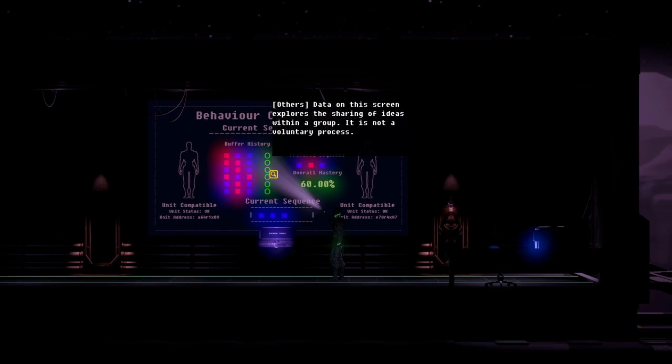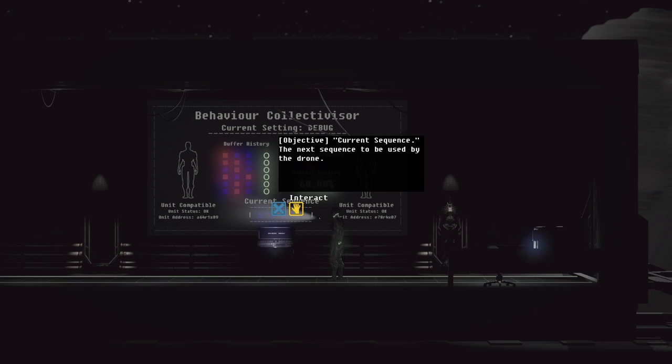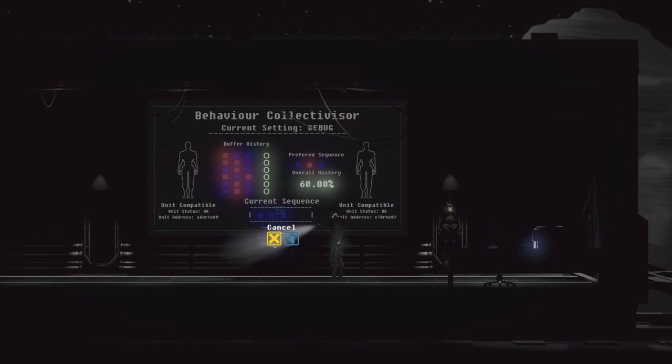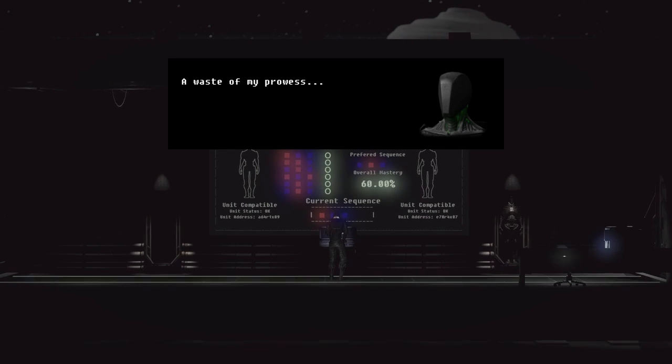Data on the screen explores sharing of ideas within a group. It is not a voluntary process. Success or failure in the history of sequence. Blue symbolizes dodge and red symbolizes block. Current sequence. The next sequence to be used by the drone. Oh, waste.